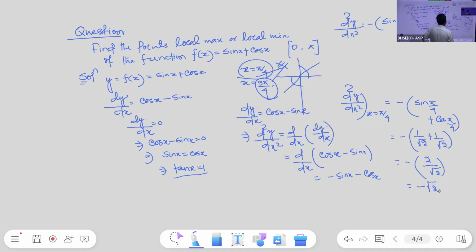So x is equal to pi by 4 is a point of local maximum because the second order derivative, d square y upon dx square, I'm writing here separately, d square y upon dx square at x is equal to pi by 4 is less than 0, which implies x is equal to pi by 4 is the point of local maximum.